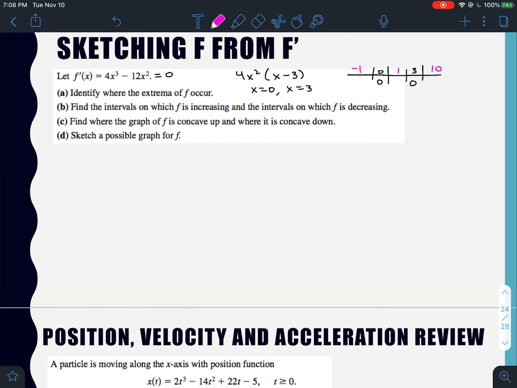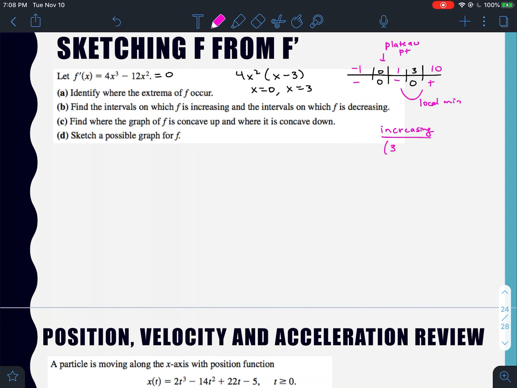So make a sign chart, x equals 0, x equals 3. So I know my derivative is 0 at those two places. I'm going to test negative 1, 1, and 10. If I plug negative 1 in, I get negatives. If I plug positive 1 in, I get negatives. And if I plug 10 in, I get positives. So at 0, we're going to have a plateau point. And then at 3, the derivative changes from negatives to positives. So that's going to represent a local minimum.